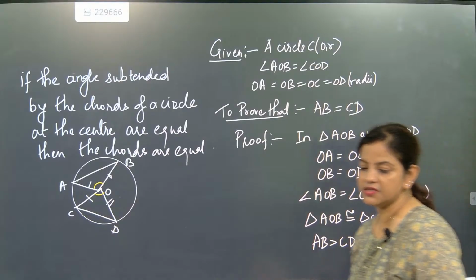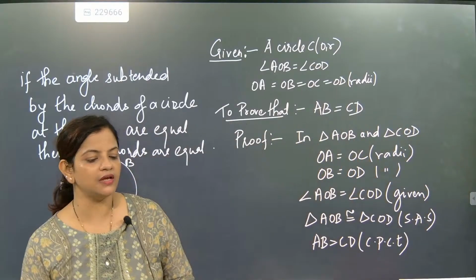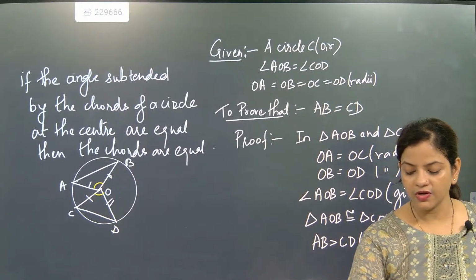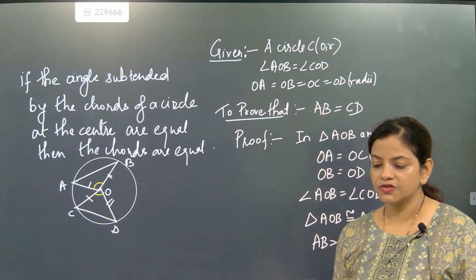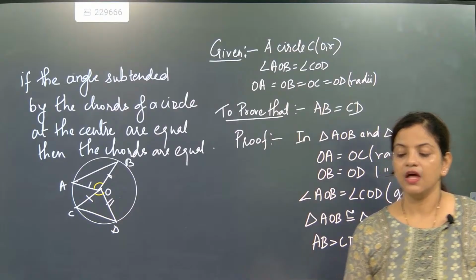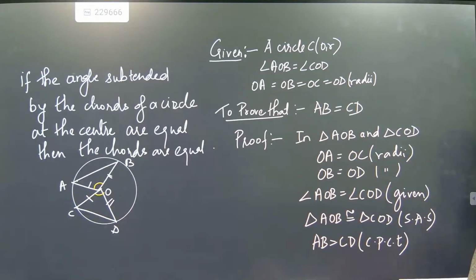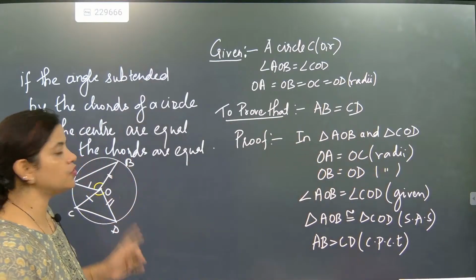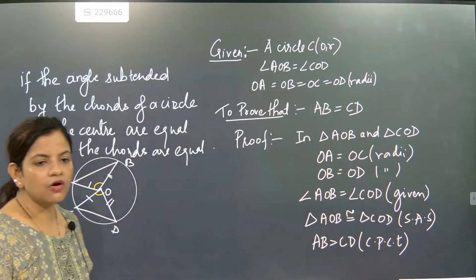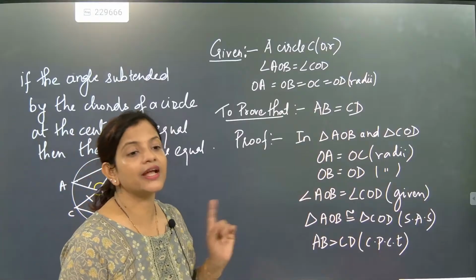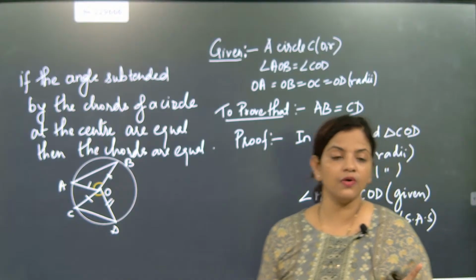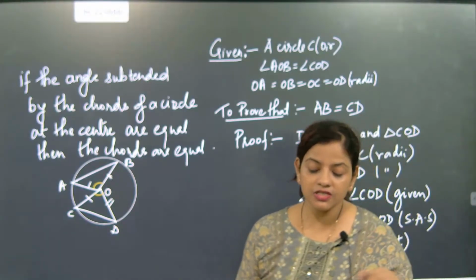No big hungama. Simple technique we took and we solved this one. Understood? I hope you have understood this one, beta. Was it very tough work? So two theorems we have finished today. First theorem is equal chords subtend equal angles at the center. Second one is equal angles at the center subtend equal chords. Understood? So these are the two theorems.